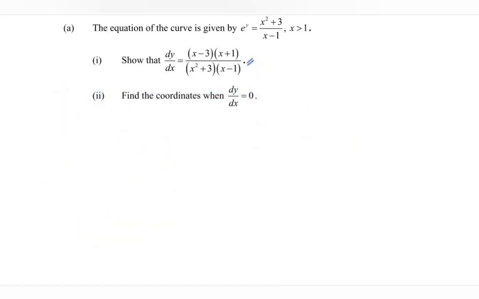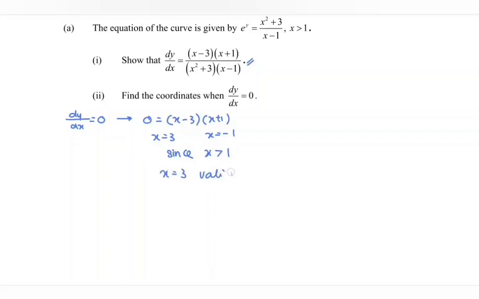Continue with number 2. Find the coordinate when dy/dx is equal to 0. So when dy/dx is equal to 0, then 0 equals (x minus 3)(x plus 1). So x will be equal to 3, or x will be equal to negative 1. Since x must be greater than 1, x equals 3 will be valid.